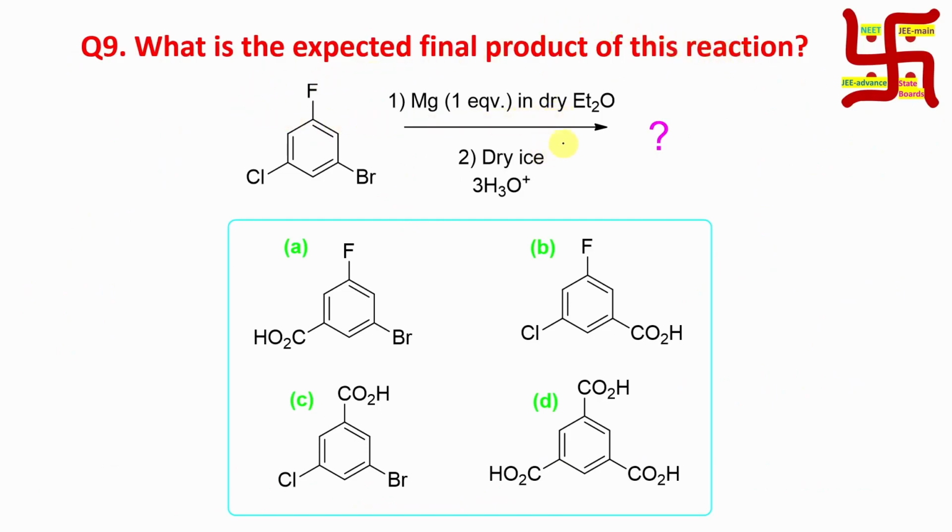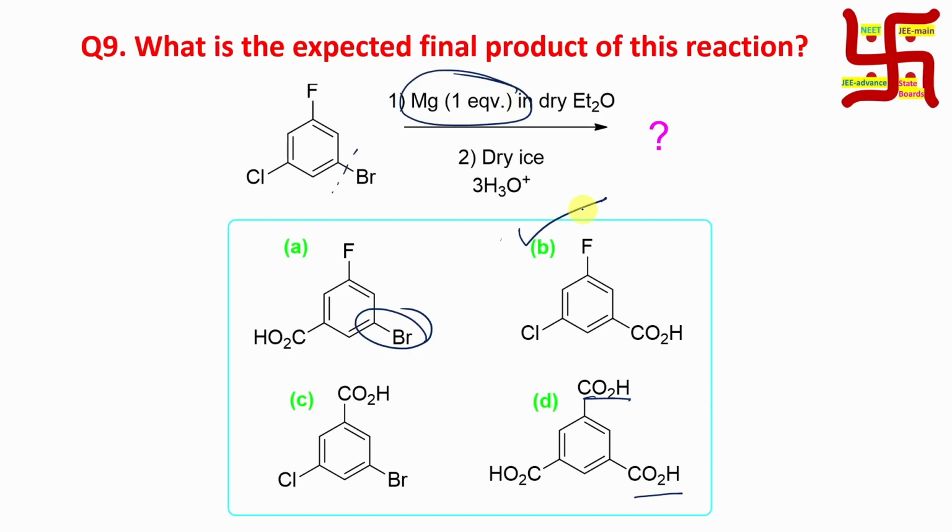Now what is the answer here? Only this carbon bromine is broken, so option B is the right answer. Other bonds could not be broken in the presence of carbon bromine. I have told you this is the weakest, and tricarboxylic acid is also not possible because one equivalent magnesium is taken. So this is the overall discussion.